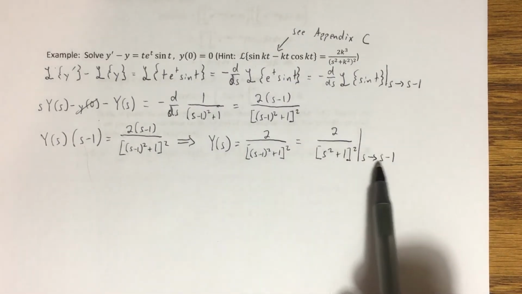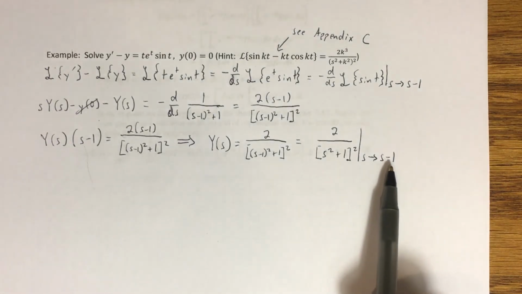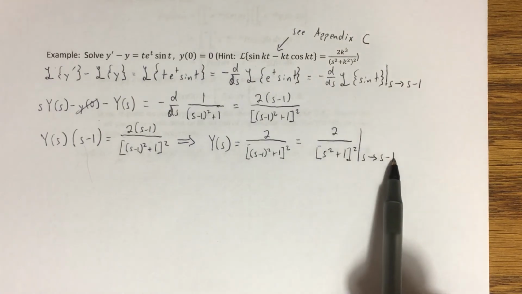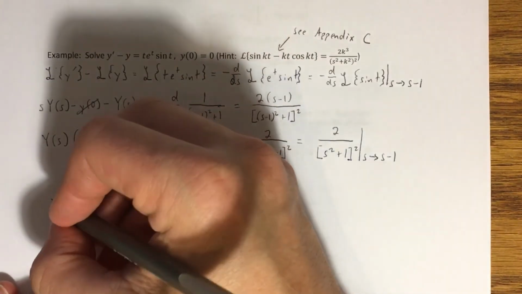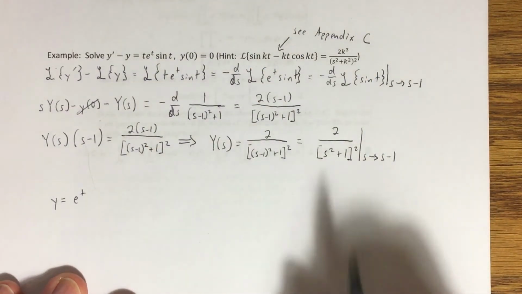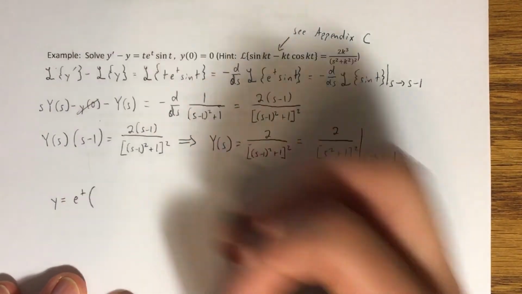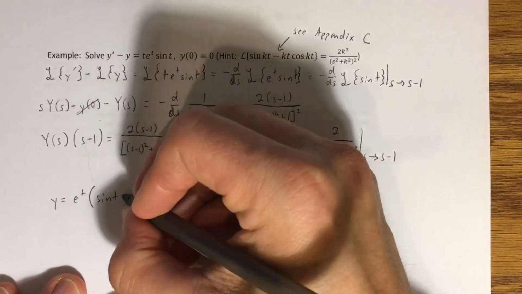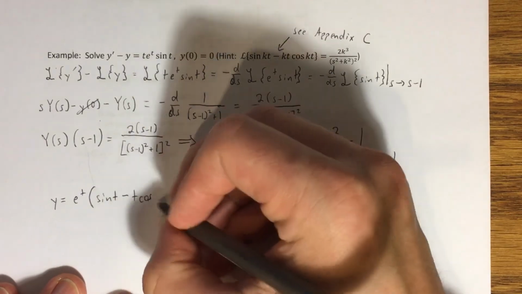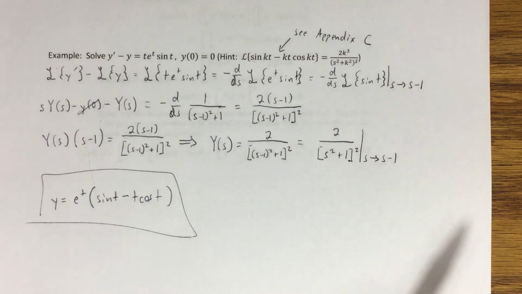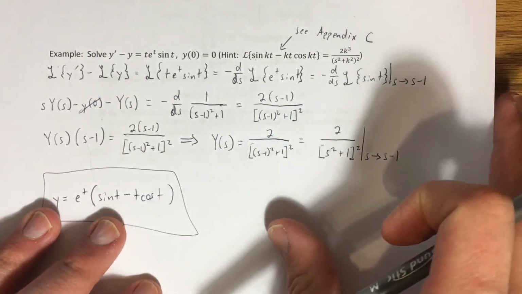However, we're also seeing a translation on the s-axis, and from our theorem in the previous section, we know that Laplace transform will have to be multiplied by a factor of e to the 1t. So this all implies that y is equal to e to the t, again, that comes from the translation step here, times this guy where k is equal to 1, sine of t minus t cosine of t. And that's our answer. Okay? All in all, not too bad.